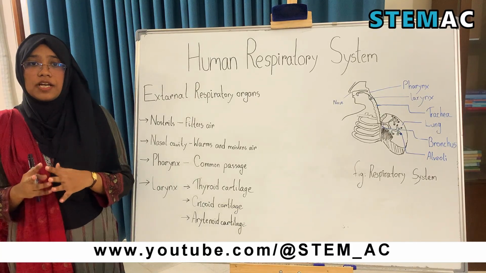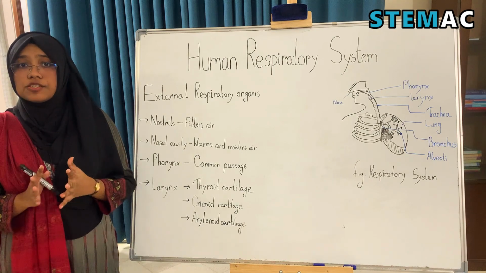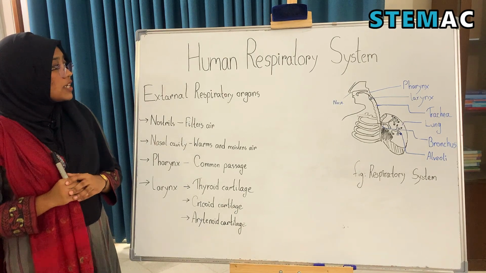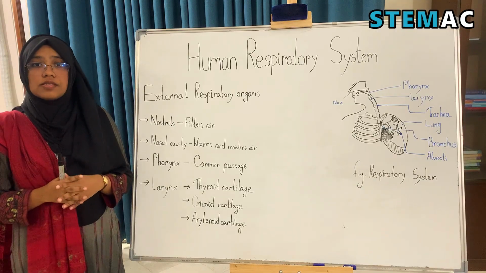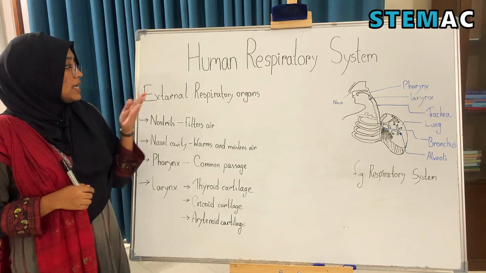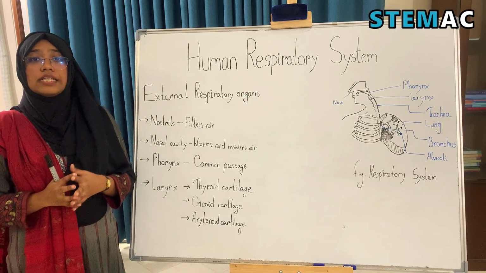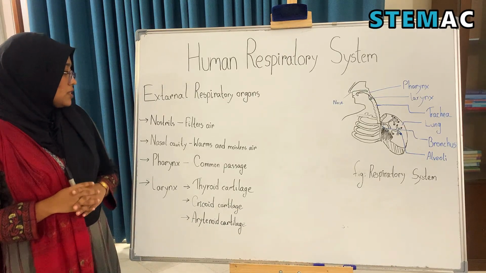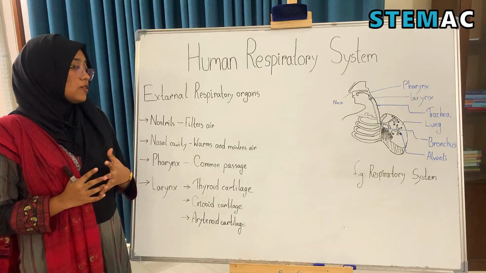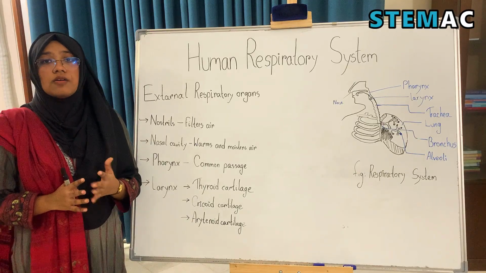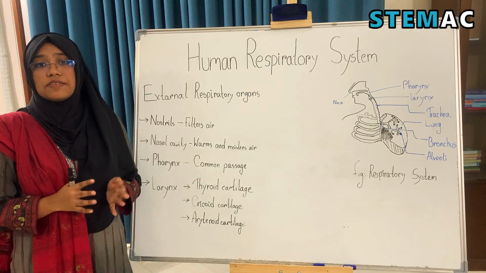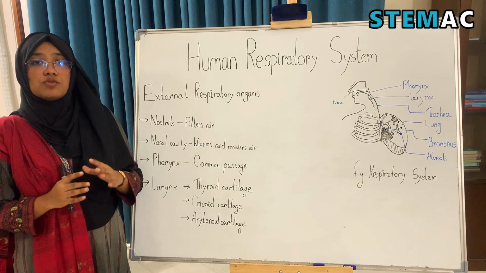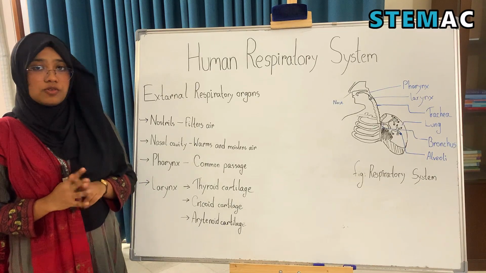Humans have a very highly developed respiration system. In today's lecture, we are going to talk about that. If we divide the respiration system in two sections, there will be external respiratory organs and then internal respiratory organs. In external respiratory organs, firstly we can see nostrils, which filter out air. They are the openings in your body which start the respiration, which start the air passageway. We have two nostrils, right?